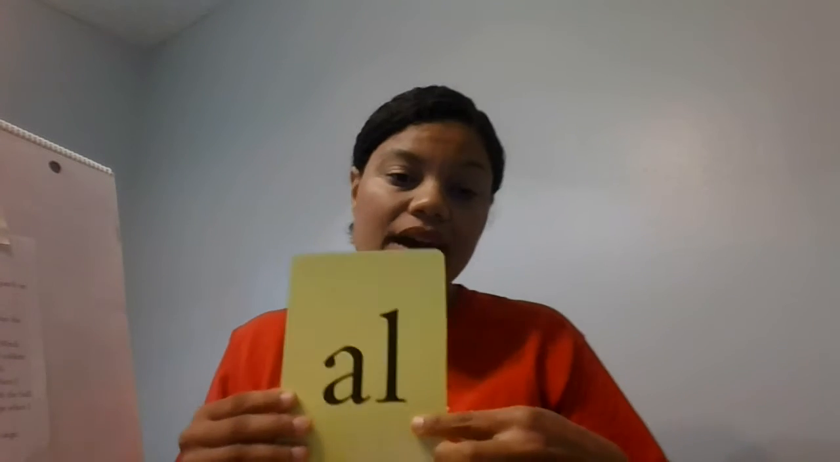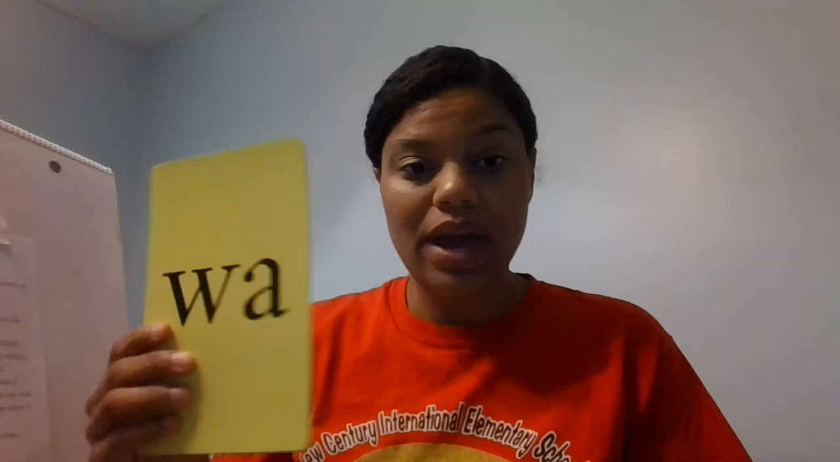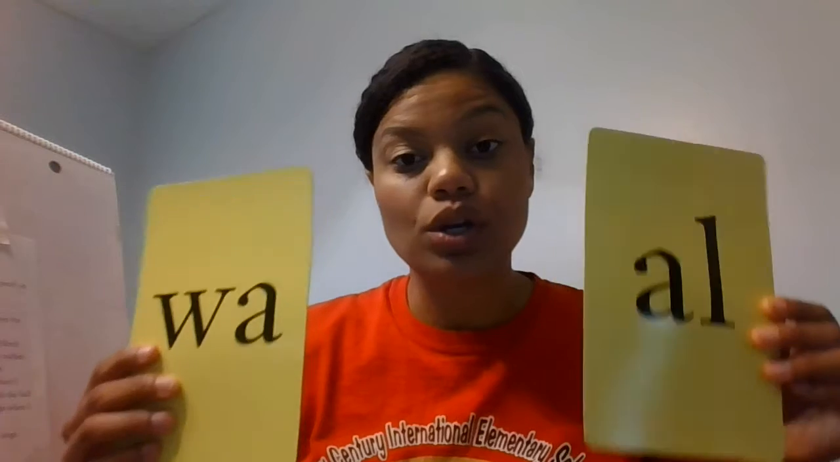We had the A-L, which was all. If we remember, when you have the A before the L, it makes the A make the ah sound. We had the W-A sound, which said wah, and we learned that if I have an A after W, the W makes the A make the ah sound. So here W-A is saying wah, and A-L is saying all. In both of these, the A actually makes the short O sound.